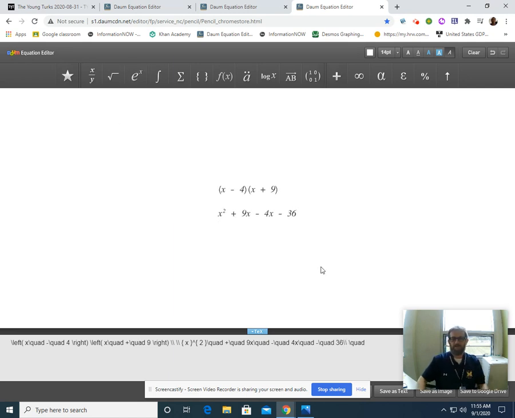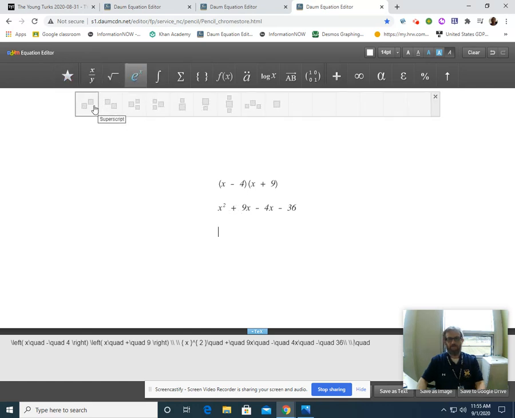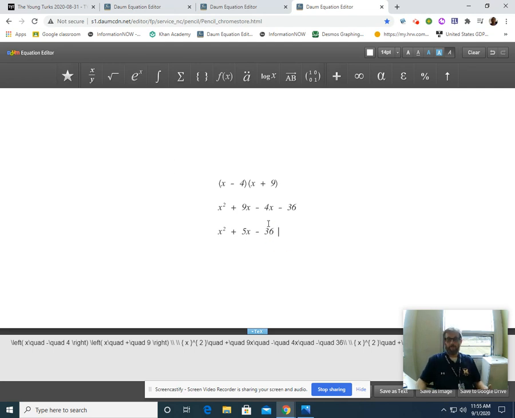And then, of course, we're not done because we have like terms here in the middle. So to finish up, we're going to have x squared plus, now 9x minus 4x is 5x, minus 36. So we used the distributive property to multiply two binomials.